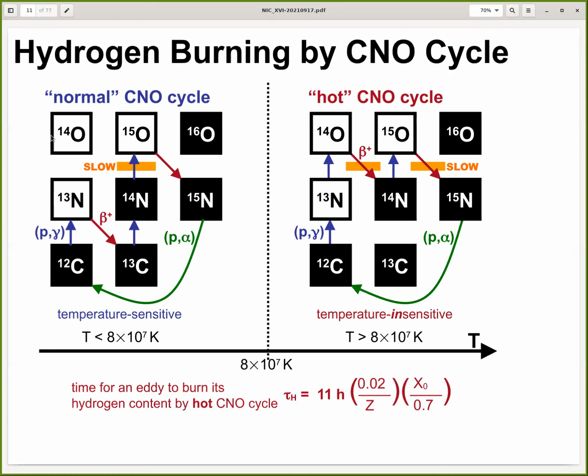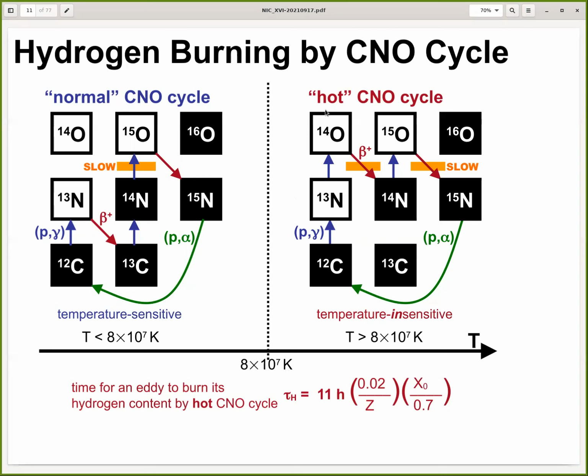And I only show the CNO 1 cycle here. But as temperature gets higher, these proton captures get faster and faster. And at some point, you can have proton capture on nitrogen 14 becoming faster than this beta decay. And so instead of beta decaying, it will move onwards to make the next nucleus, another proton capture, getting to oxygen 14, which then decays. And then from there, you can go to oxygen 15, decay, and then we have the regular closure of the cycle.